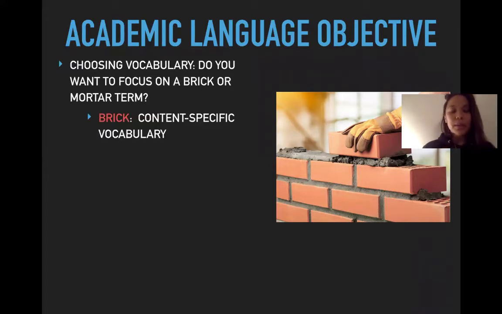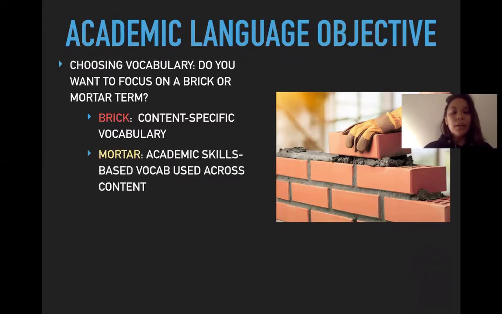So a brick term is content-specific vocabulary. You can think of it in terms of this image here. It's the building blocks of your content. It's all the specific things that you find in your standards, basically, right? So in a history class, it could be different historical moments or specific people. The mortar terms are more academic, skills-based vocab that are used across the content area. So things like analyze or use evidence or summarize, right? Those are things that are used across different subject areas.